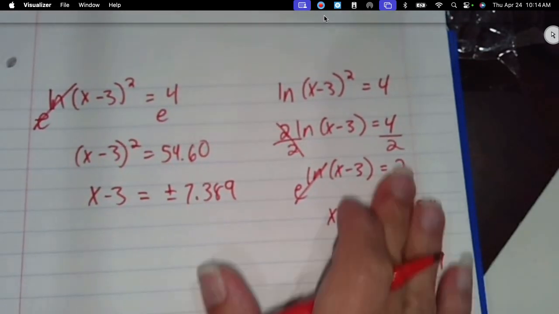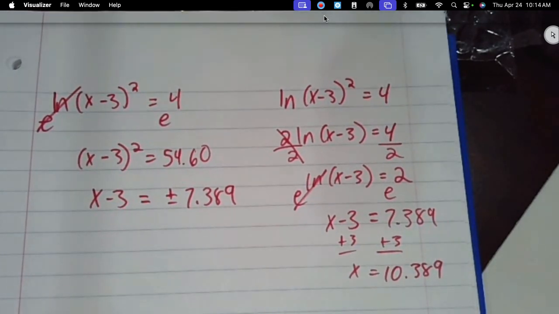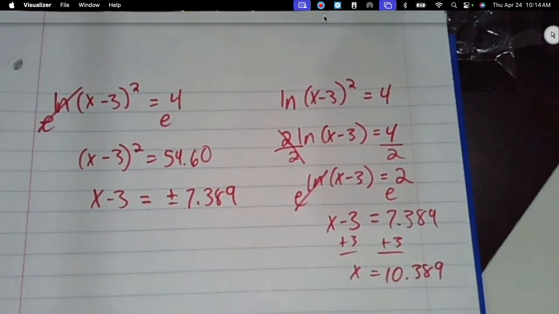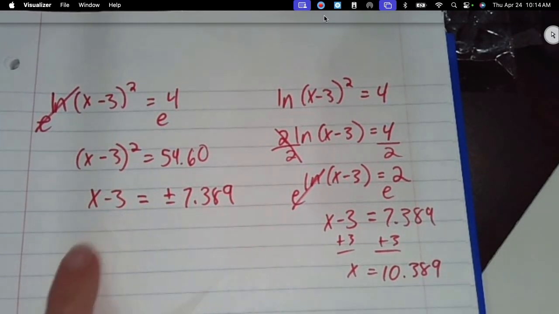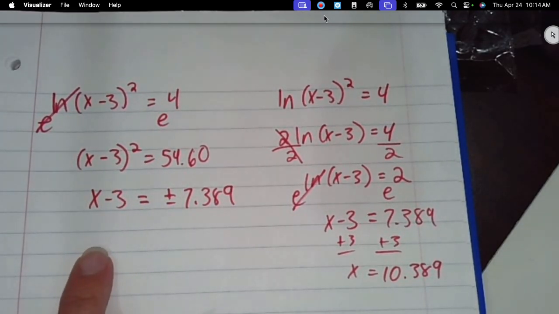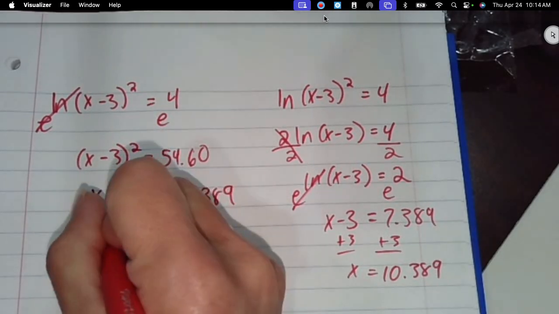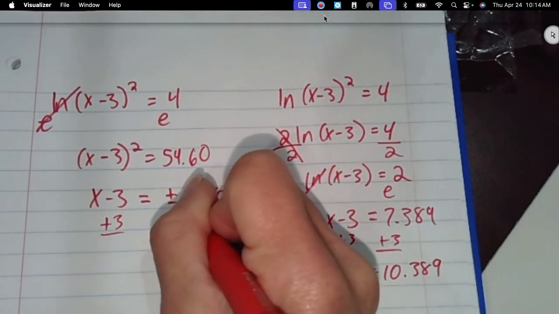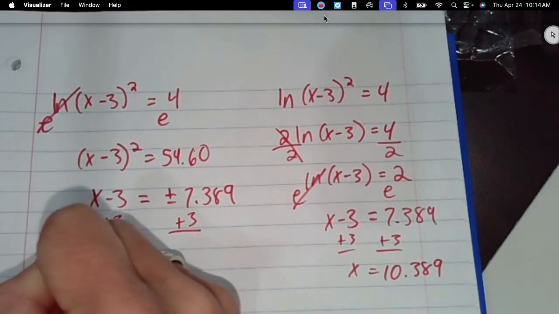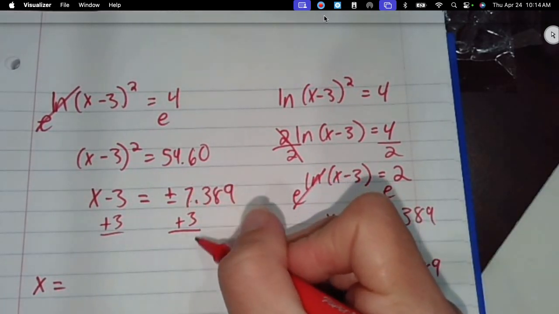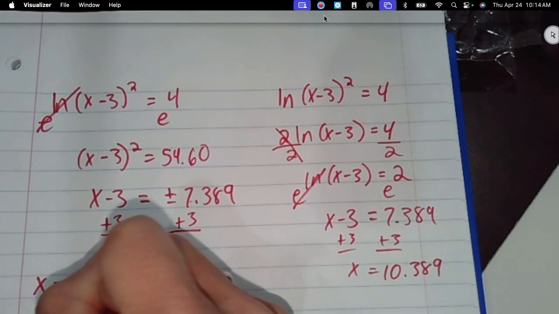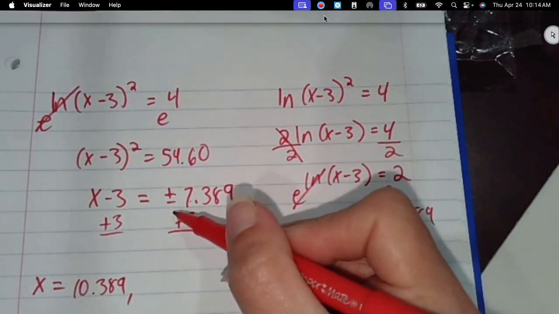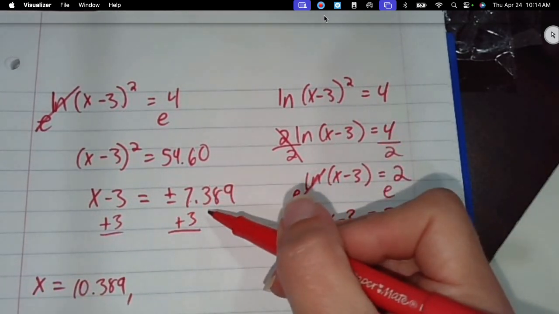In doing it this way, I didn't realize that. So I only got one answer. But there could be two answers. How do I find the two answers? I got to add 3. So one of my answers is, what's 7 plus 3? So it's 10.389. And then what's negative 7 plus 3?